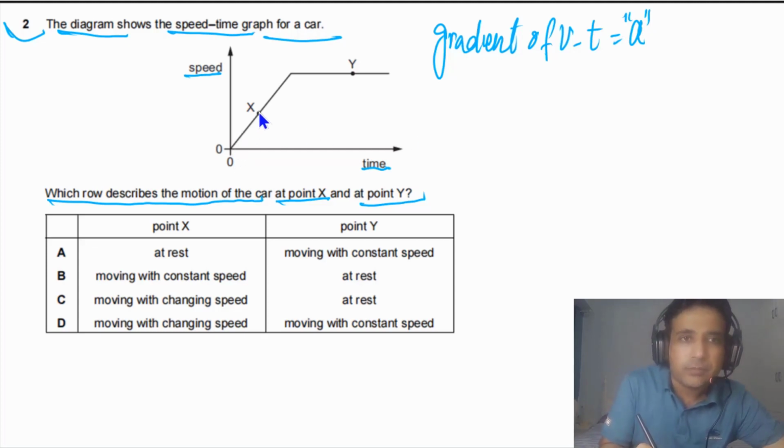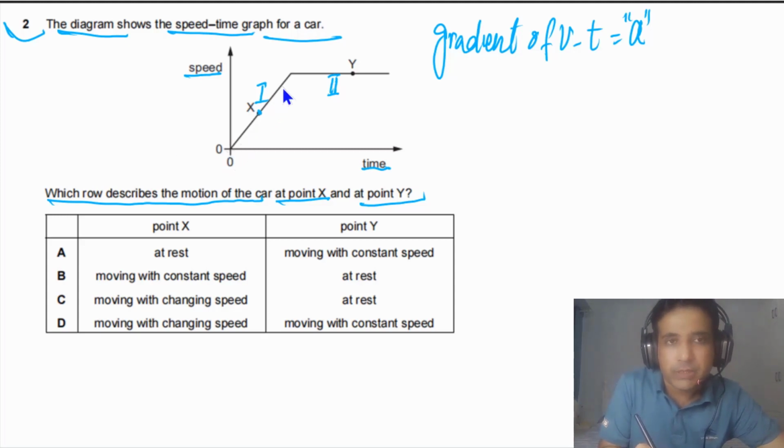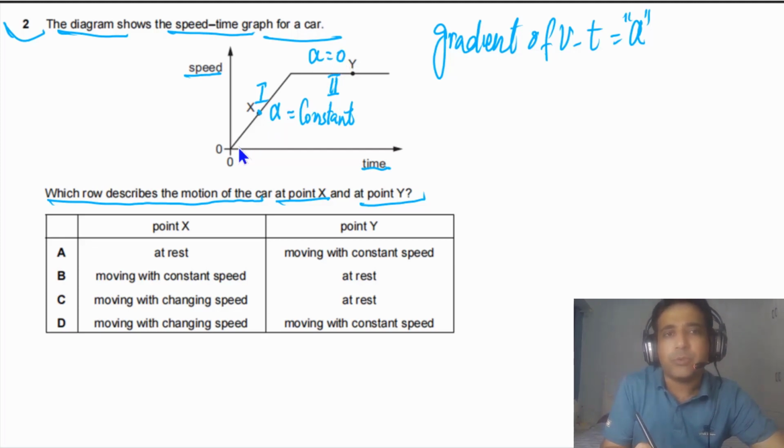Now if you look at point X, in this region we can say this is region 1 and this one is region 2. The car has 2 kinds of motion. Here we can see the speed is increasing, so you can simply say moving with changing speed, or we can say it has constant acceleration, because the gradient is positive and constant. And here the gradient is 0, so the acceleration is equal to 0. Or simply you can see in this case speed is increasing, so the car is moving with changing speed, and here speed is constant.